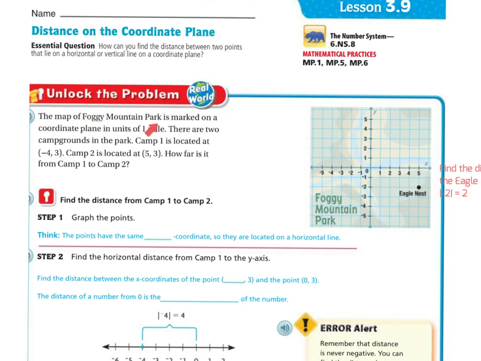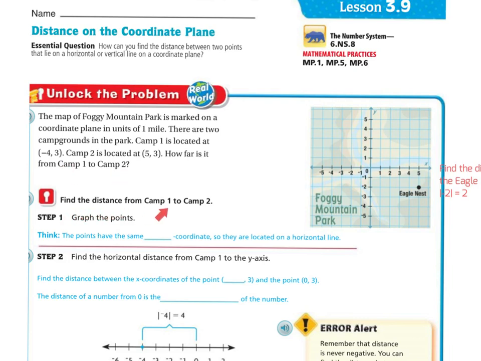The map of Foggy Mountain Park is marked on a coordinate plane in units of 1 mile. There are 2 campgrounds in the park. Camp 1 is located at -4, 3, so -4, and then I go down to 3. Camp 2 is located at 5, 3, so I go over to 5, and I go up to 3. How far is it from Camp 1 to Camp 2?